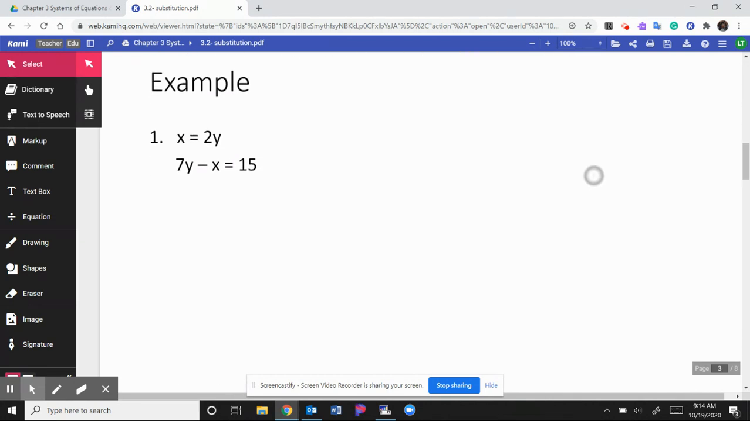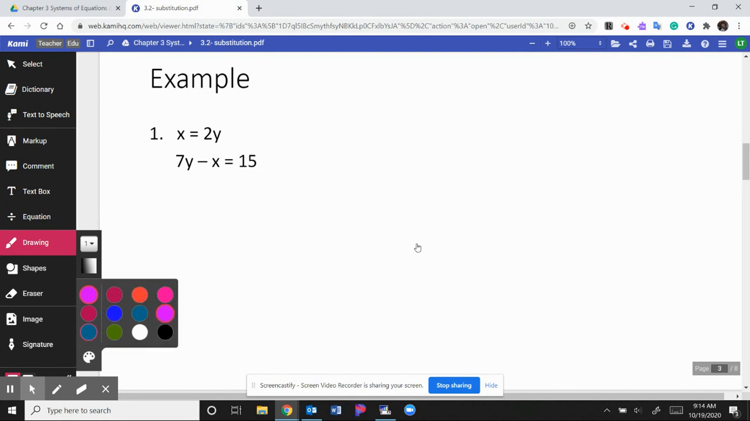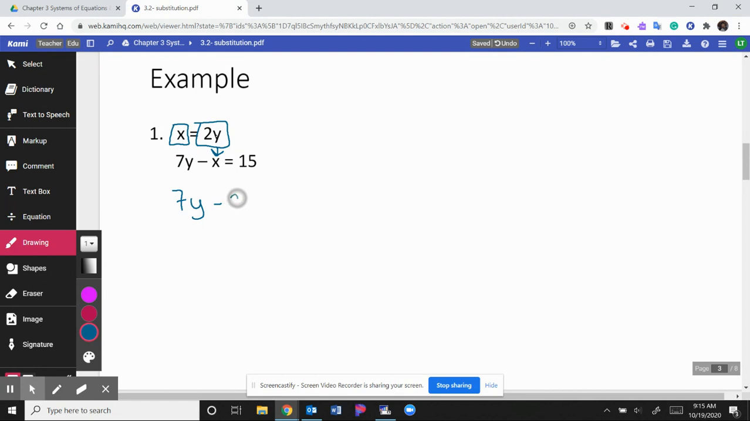And moving on to our first example here, we have x equals 2y and then 7y minus x equals 15. So our first step that we talked about was to get a variable by itself. And you can see that we already have that right here with x. So what's going to happen is that we're going to substitute x equals 2y. So this 2y is going to get substituted into my other equation for x. So I have here 7y minus 2y equals 15.